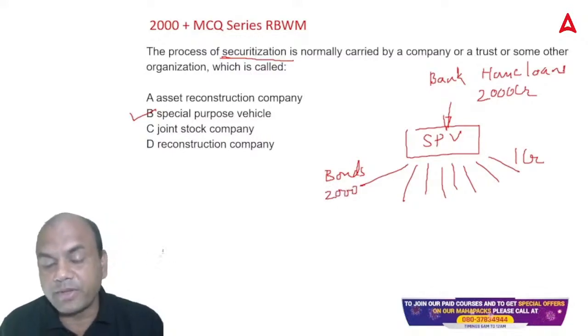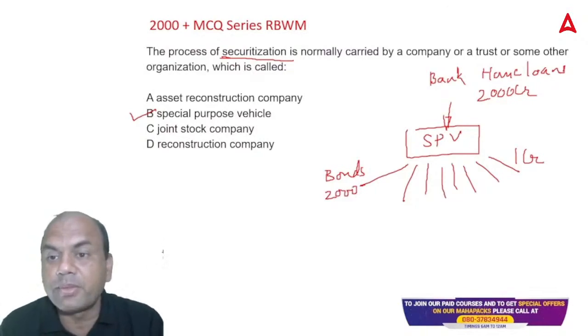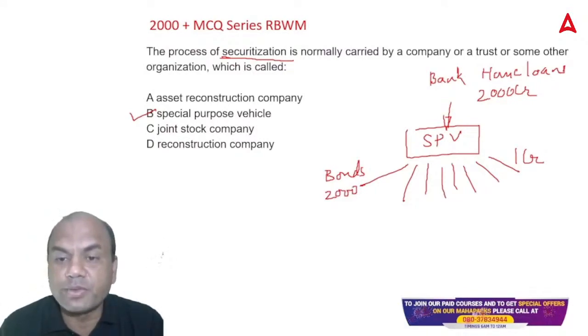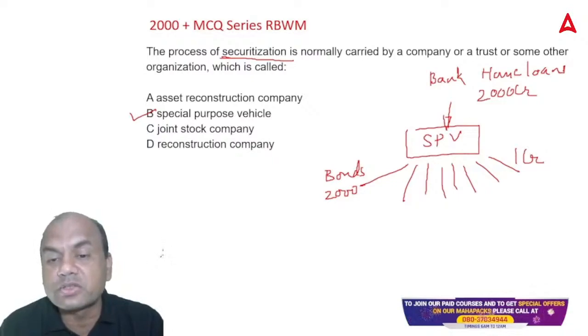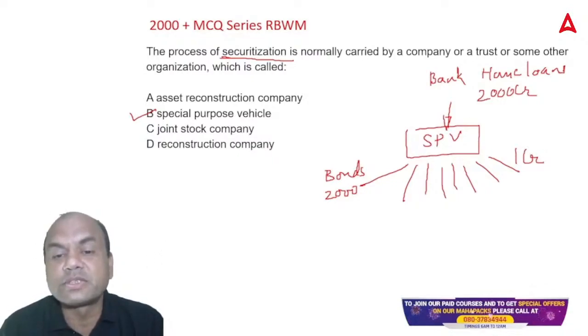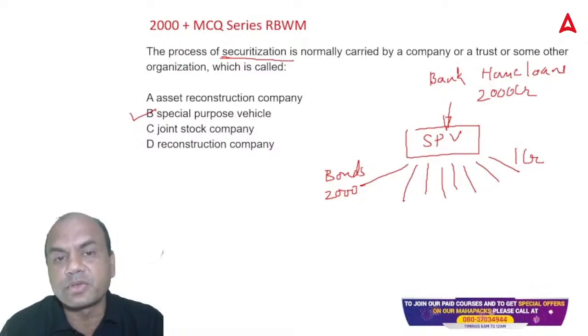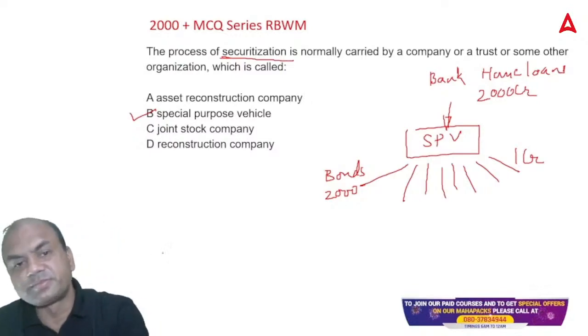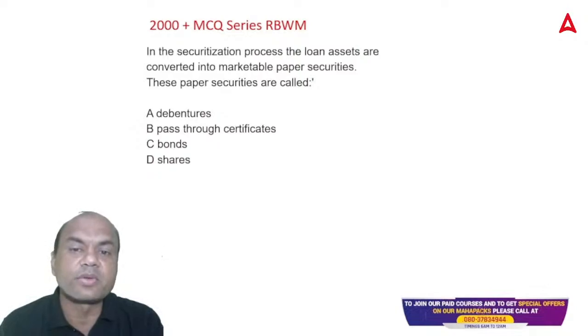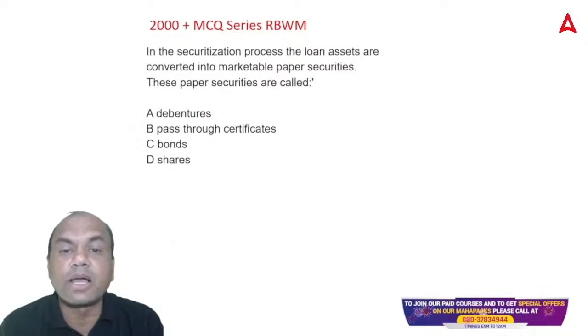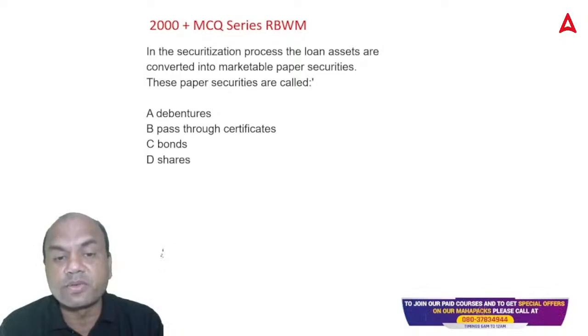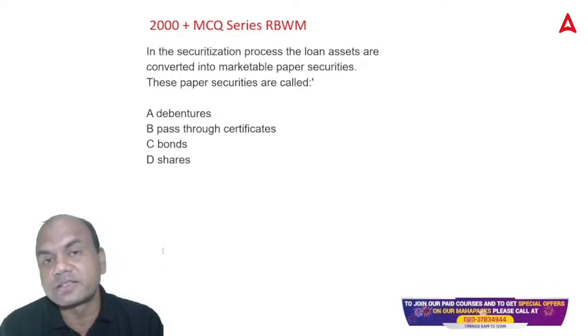And that's why the risk of the bank is also reduced. The risk of the SPV is also reduced. And the investor also reduces the risk by investing just 2000 rupees. So basically the logic is that loans are converted into these investable bonds. That is known as securitization. In the securitization process, loan assets are converted into marketable paper securities. These paper securities are called debentures, pass-through certificates, bonds, and shares.